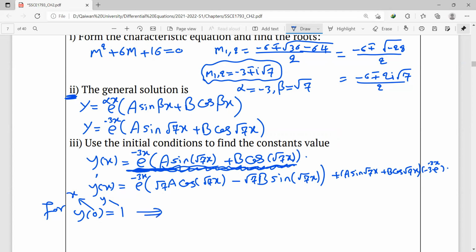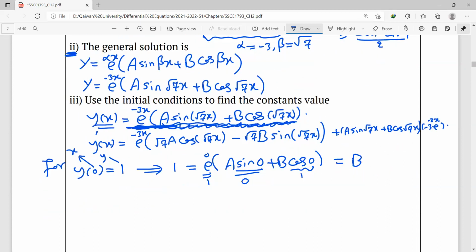What we get? We get 1 equals, this is y. E to the power 0 is 1, because here we have e to the power minus 3x. If we replace x by 0, we get e to the power 0, which is 1. Let me write it down first. E to the power 0 times a sine square root of 7 times x. X is 0, so it's 0. Plus b cosine square root of 7 times x, which is 0. Sine 0 is 0, so this term all becomes 0. And here you have 1, and this is also 1. That means it equals b. So b equals 1.